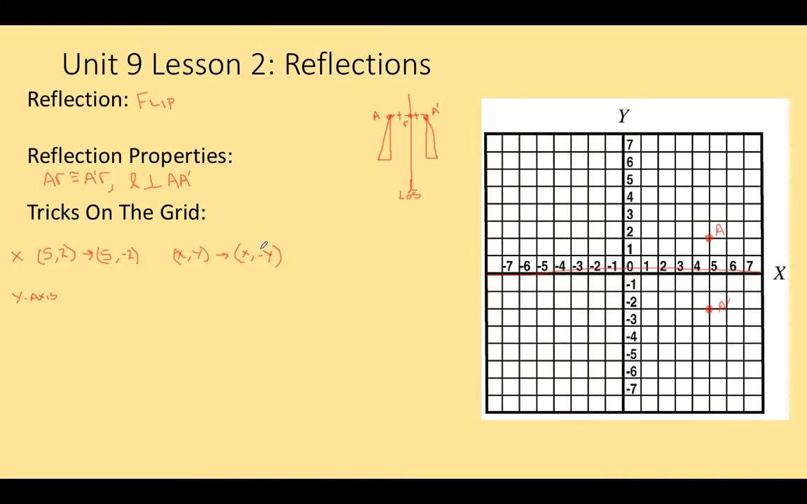It'll be another common one. So here's the y-axis, and, well, let's see, if I start at 5, 2, and reflect it over the y-axis, I'd be over here at negative 5, 2. So 5, 2 turns into negative 5, positive 2. And so hopefully you can see that the numbers have stayed the same, but the sign has changed on the first one. And so we can just go ahead and say, in general, for any point x, y, the numbers are going to stay the same, except that the sign will change on the first one.